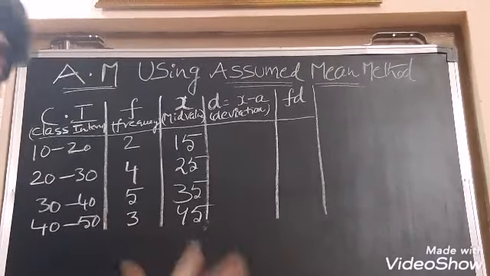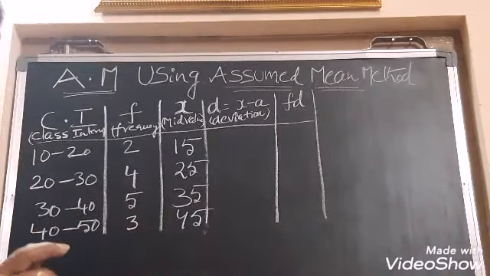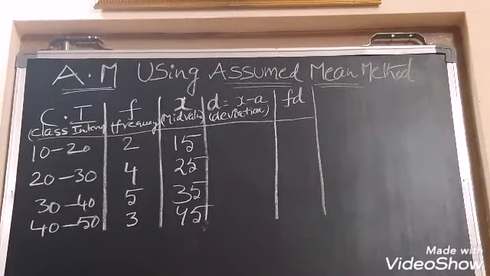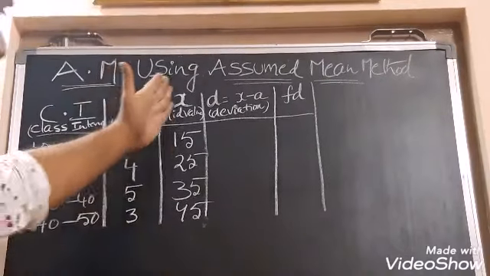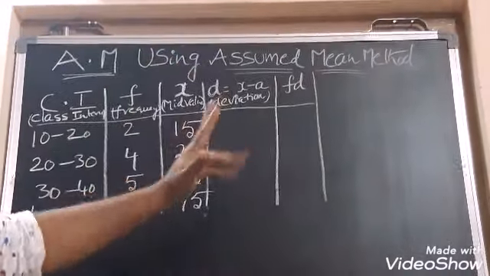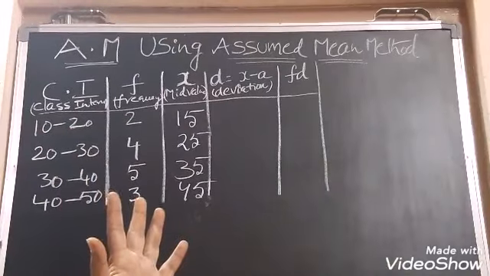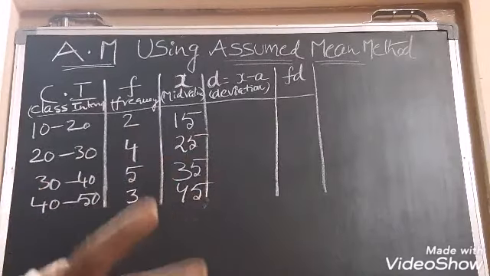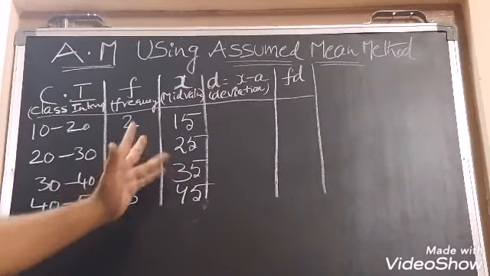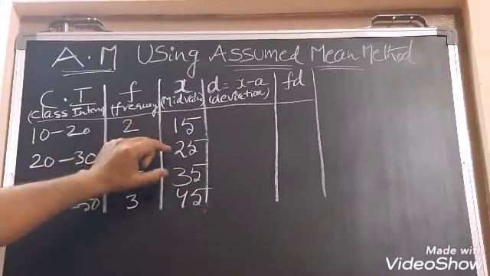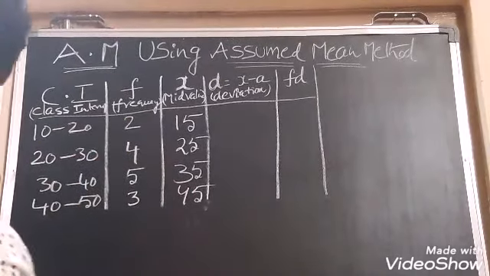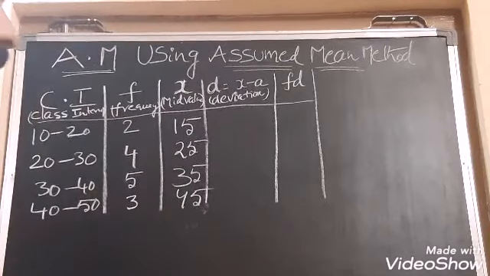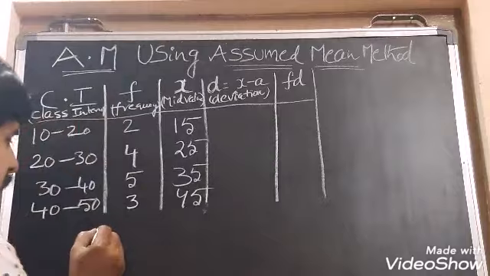Okay. Now, here you have to do one thing. In this problem, we have to assume a mean. And how do you assume the mean? In the mid values, you can assume any value as the mean. But for the problem to have minimum calculations, let us take the mid values, 25 or 35. So you can take either 25 or 35 as assumed mean.